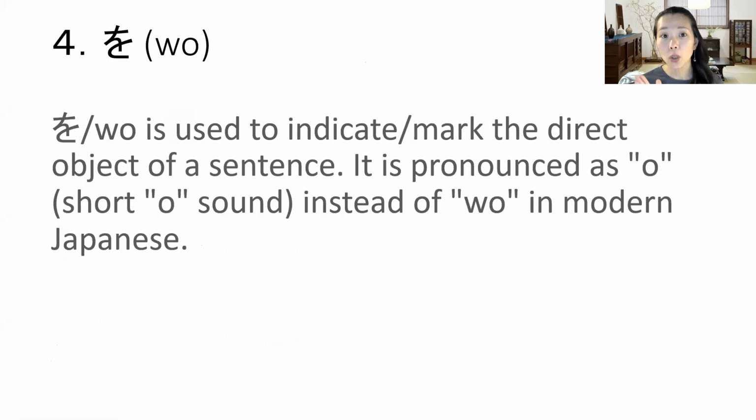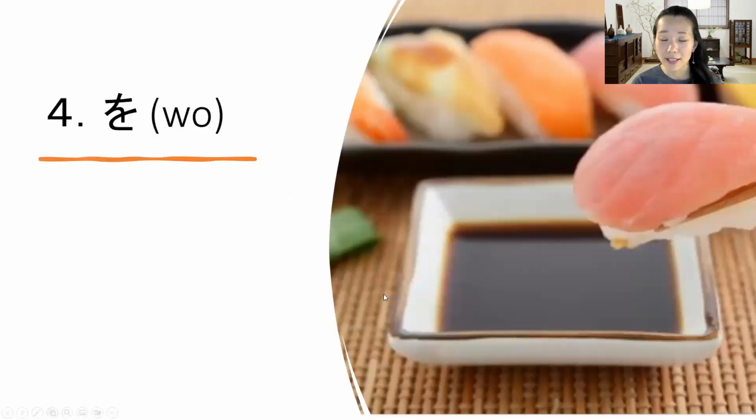So the particle を is used to indicate or mark the direct object of a sentence. Keep in mind that most verbs need を. It's pronounced as a short 'o' sound instead of 'wo', but the hiragana written is the character wo. Okay? So let's look at some example sentences.